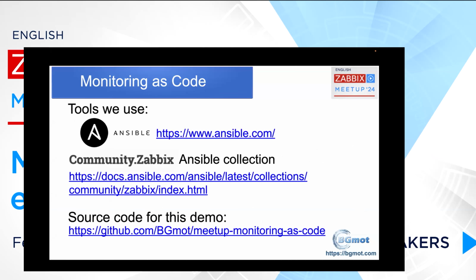Let's start. So first of all, tools. There is only one tool, Ansible: perfect open source, supported by Red Hat, very widely known everywhere, so we use Ansible. Plus, to communicate with Zabbix and actually implement these changes, we use the Ansible collection named community.zabbix. Again, this is open source. You see the link here. You're welcome to contribute. And the source code for this demo, if you want to review it later, again, the link is on your screen.